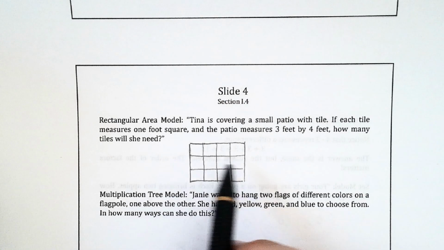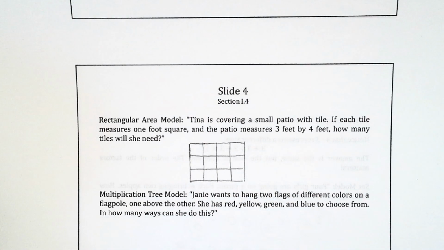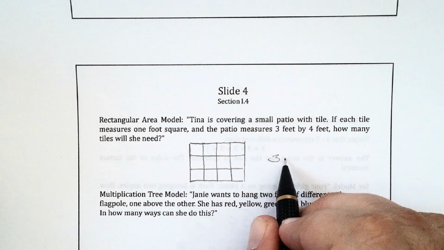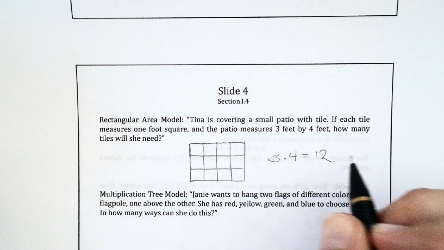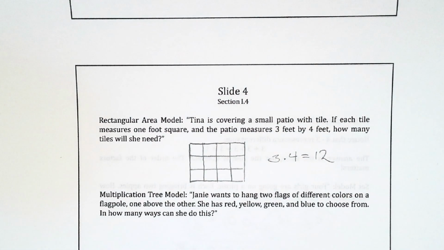Okay, so 3 feet by 4 feet divided up into 12 squares. So you see that 3 times 4 is 12. This is another model where it's easy to see that it's the same as 4 times 3, because I can just turn the paper sideways, and there's 4 times 3.